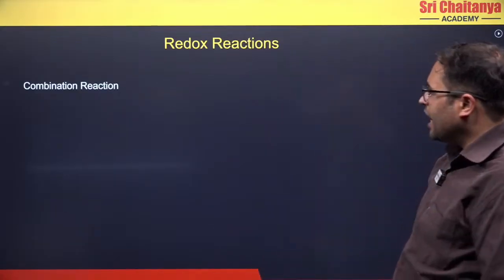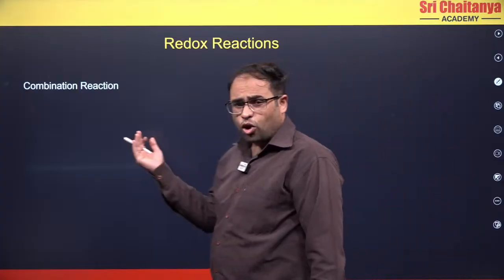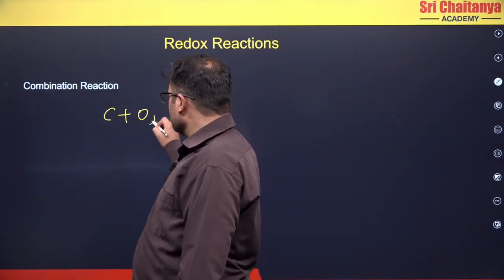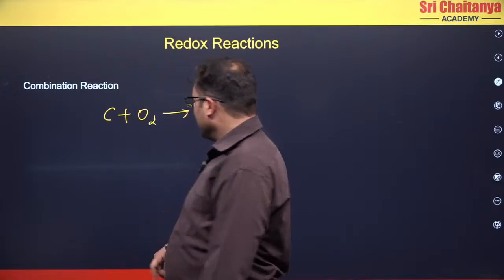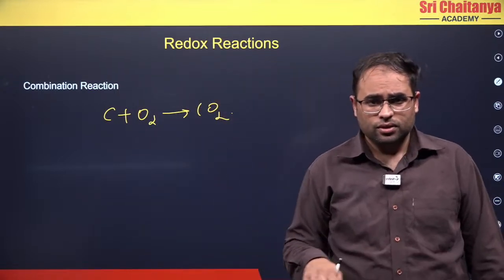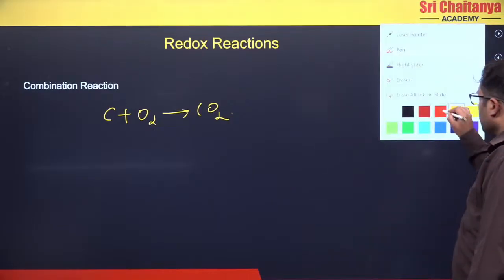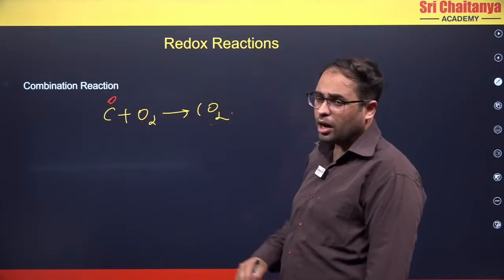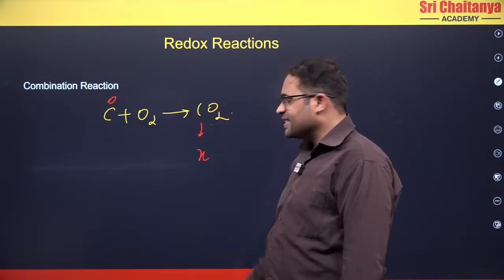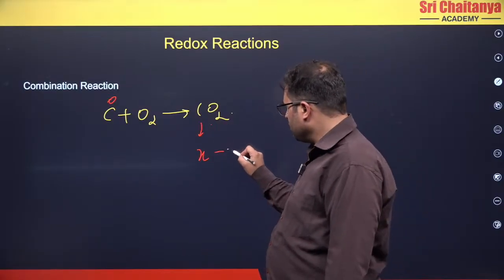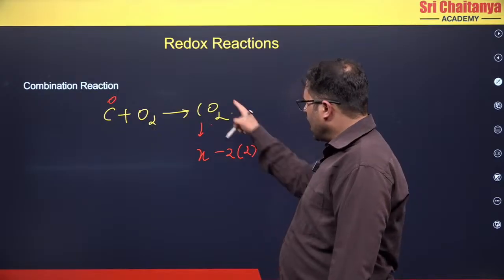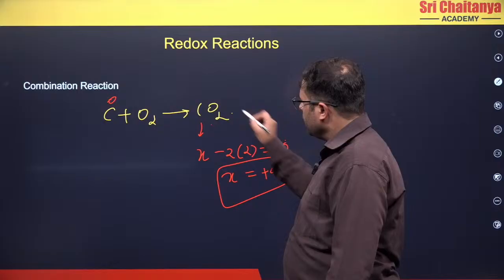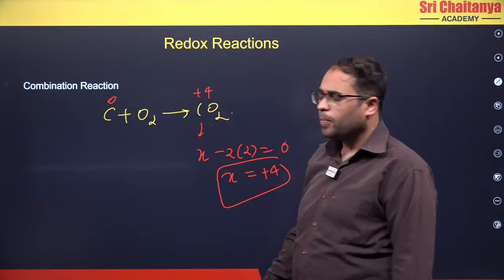Now let's talk about some types of reactions. One is a combination reaction, right? Carbon plus oxygen combines to form CO2. Is this a redox reaction? Let us see. It can or cannot be also. Here, what is the oxidation state of carbon? If you take carbon as X, oxygen -2 into 2, charge is 0, X equals +4. So here the oxidation state is +4.